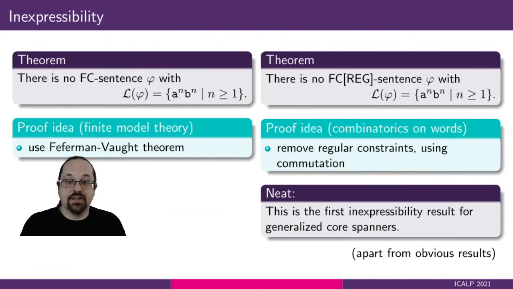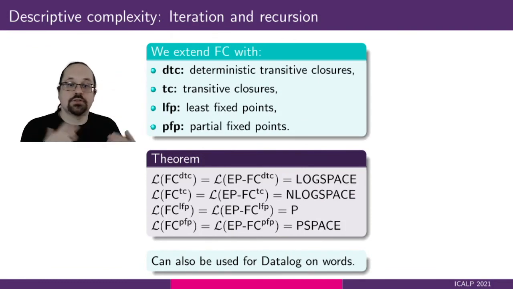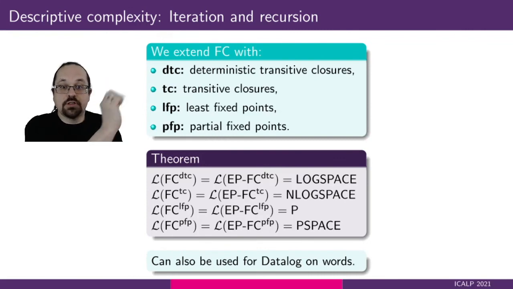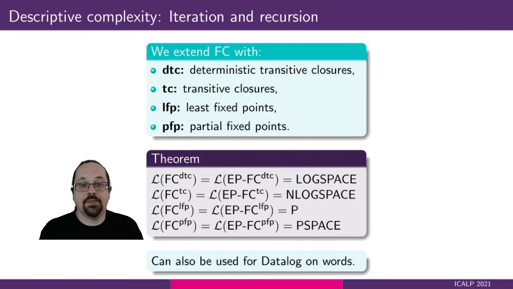Another thing that we looked at, another way where FC behaves very similar to FO, is descriptive complexity. So if we extend our logic with deterministic transitive closures, least fixed points, or partial fixed points, if you know your finite model theory, using those and FO with ordered structures characterizes various complexity classes, then our result here is the same. Even if, and that's different from FO and other structures, we only look at the existential positive fragments. That's very nice. And if you care about Datalog, then all this can also be used for Datalog on words. If you don't care about Datalog, disregard that part.